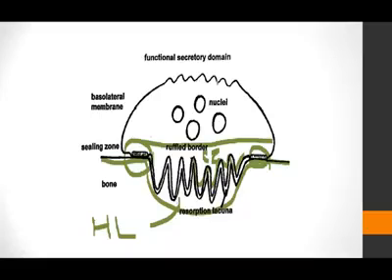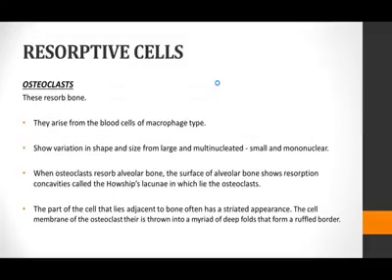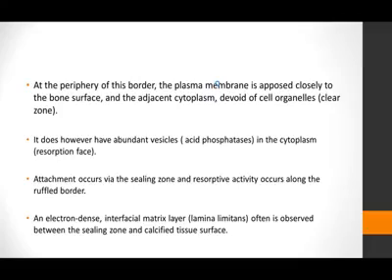This is all you need to know about the osteoclast. The osteoclast is a multinucleated cell. It could be a small mononuclear cell. The bone that it has to resorb develops a concavity called the Howship's lacunae, into which the osteoclast resides. The part of the cell that lies adjacent to the bone has a striated appearance because of the membrane throwing itself into a myriad of deep folds, forming a ruffled border. At the periphery of this border, the plasma membrane is closely opposed to the bone surface, and the adjacent cytoplasm does not have any organelles, so it is called the clear zone.